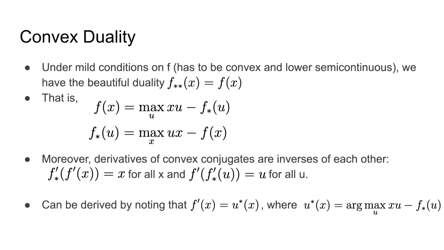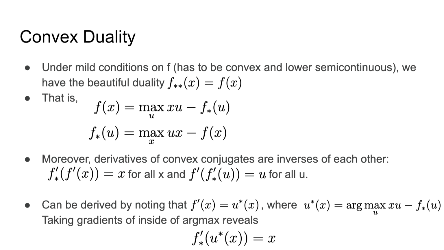You can derive this pretty easily by saying, well, let me call u star of x this argmax over u of this optimization, and this optimization is giving me f of x back, and we know the derivative of f at x is going to be just u star, because if you take the gradient inside here, it's just linear in terms of x, so you get back u. And then you can ask, well, what is u star of x? Well, it's the optimum of this expression, and the optimum of this expression should have a 0 gradient, which means that if you take the derivative of the conjugate function at this optimum, it'll give you back x.